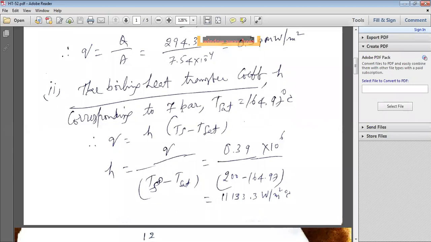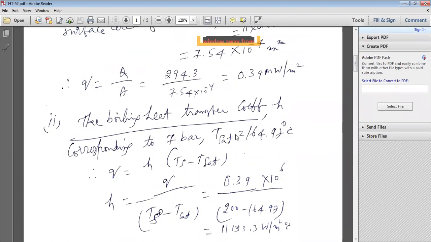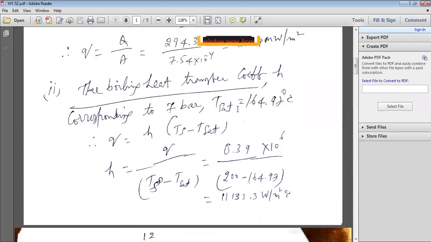So you have to find the saturation temperature at the given pressure of the water. Corresponding to 7 bar of water, the saturation temperature from the steam tables or from the data book is T saturation 164.97 degrees centigrade. Okay, now that is taken from the tables.